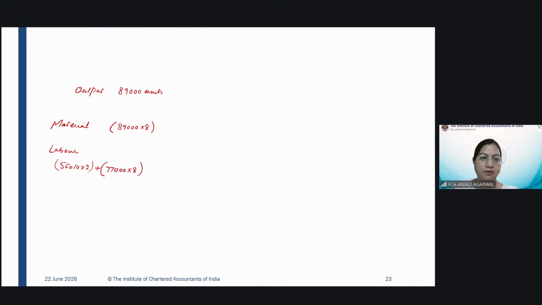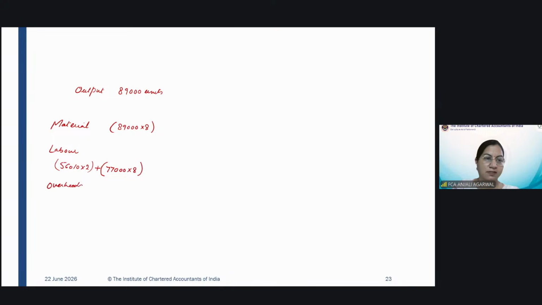So let's see, output is 89,000. Raw material cost, 89,000 into 8. Labor cost, working note: 56,010 into 2 for the first 2 months. Plus, here you have manufactured 12,000 units, 6,000 plus 6,000, 12,000. Out of 89,000, when 12,000 is subtracted, the remaining 77,000 units will be charged at 8 rupee per unit.